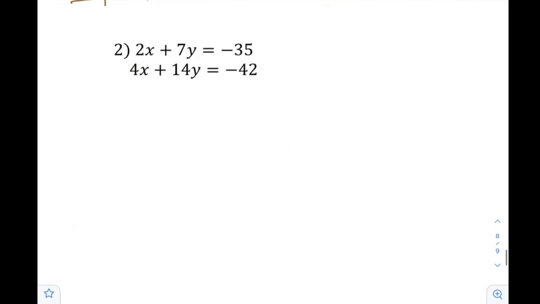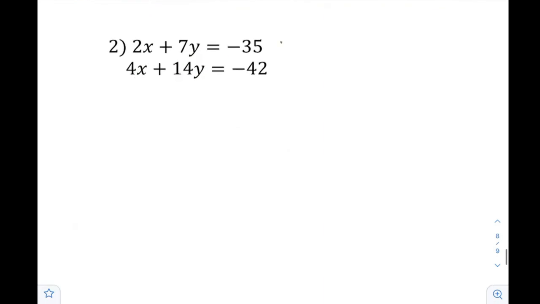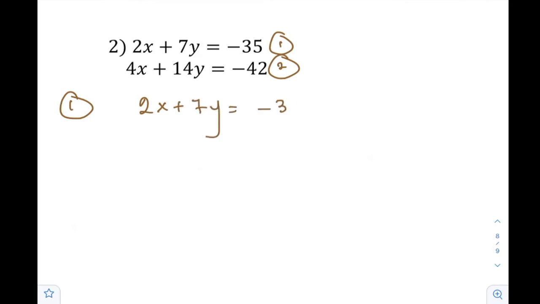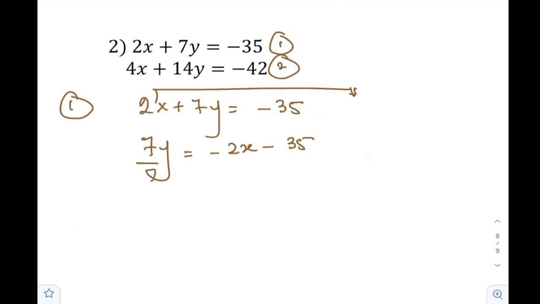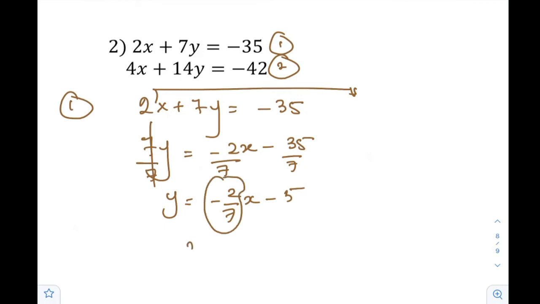We will do this one to check as well. This is 1, this is 2. And the same thing, we need to write it in slope-intercept form. Y alone. Take the x there. Divide by 7. You can solve with me and check. Maybe you are faster than me. And negative 35 over 7 is negative 5. My slope is negative 2 over 7.